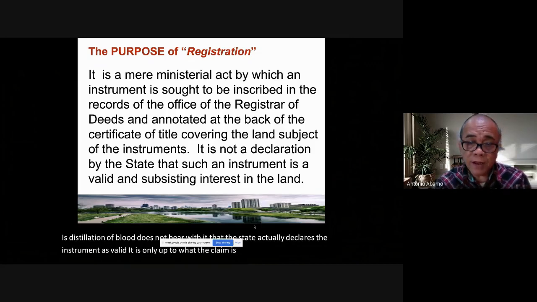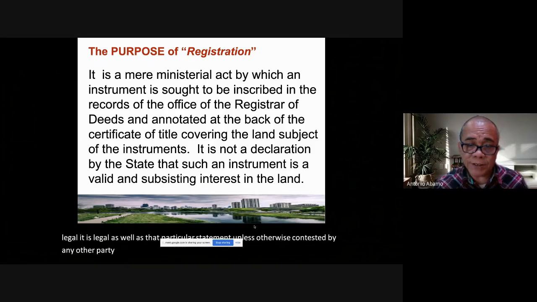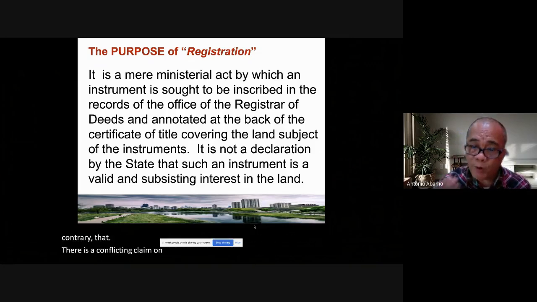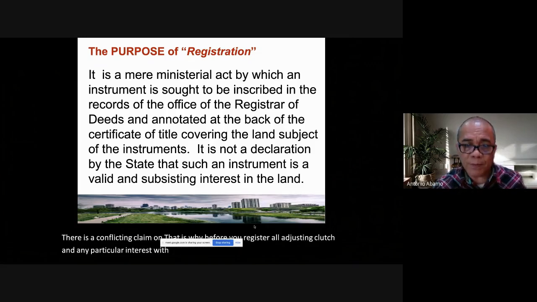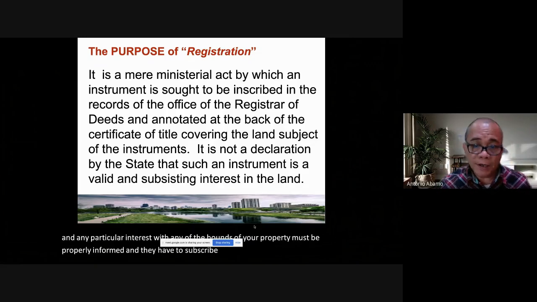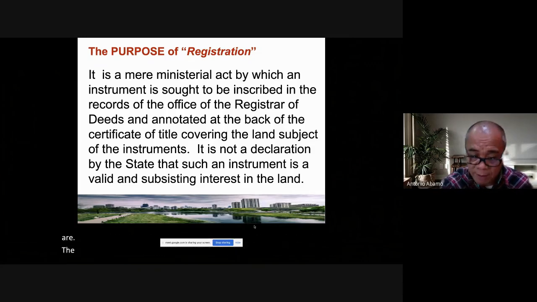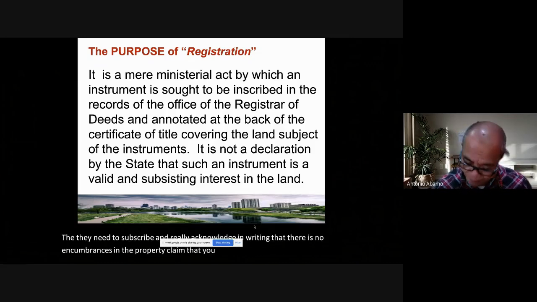is declared. The instrument is legal as far as that particular statement, unless otherwise contested by any other party, provided, however, that there is proof to the contrary, that there is a conflicting claim on that. That is why before you register, all adjacent plots and any party with an interest in any of the bounds of your property must be properly informed, and they have to subscribe to whatever registration you are doing. They need to subscribe and acknowledge in writing that there are no encumbrances in the property claim that you are registering. Okay.